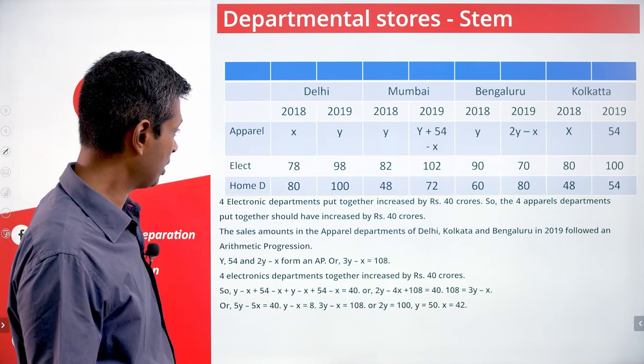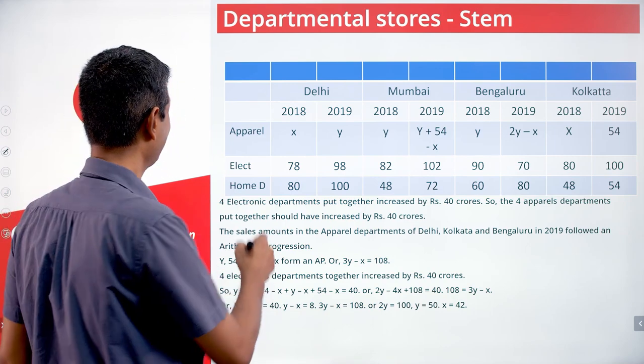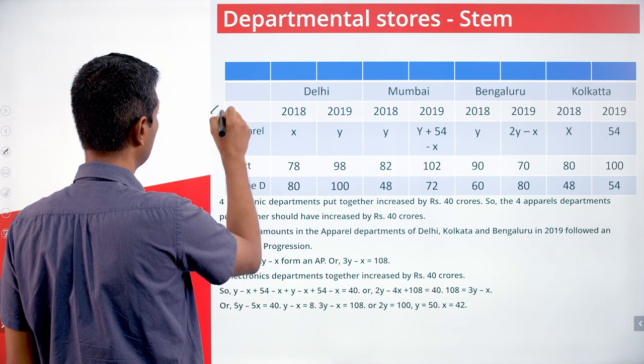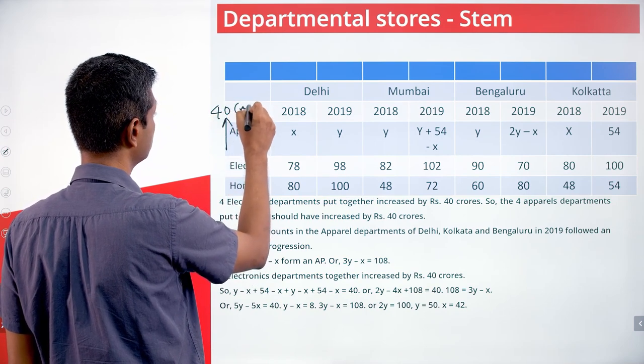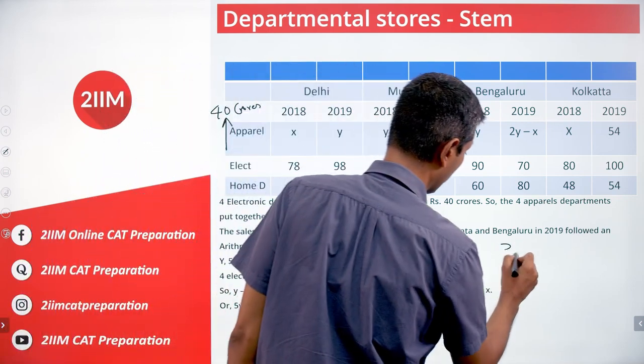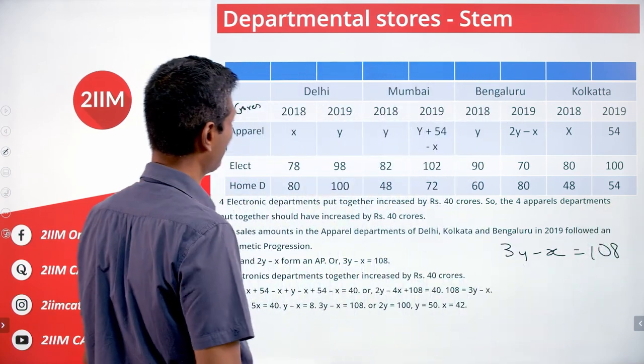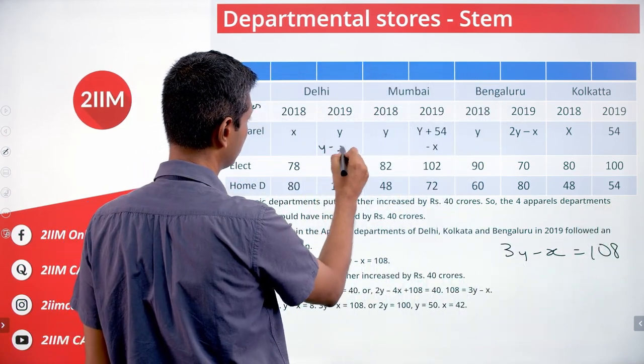The sales amounts in the apparel department followed an arithmetic progression. Now we also know one thing: the apparel total increased by 40 crores. That we still know. We also know that 3y minus x equals 108. What is the apparel increase here? Here it is y minus x.